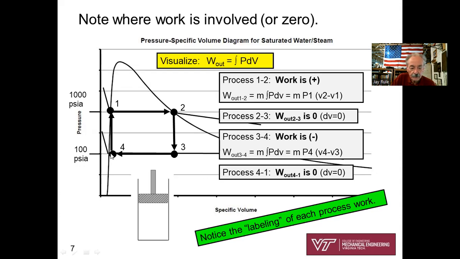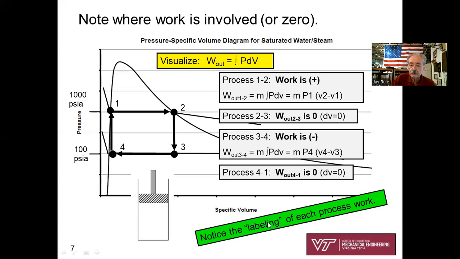And then the last process, 4 to 1, I see with my eyes the area under the curve is 0. I'm going to write it down: 0. Oh boy, am I glad I put this green note to myself so I could say it.